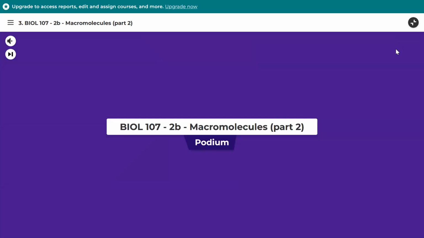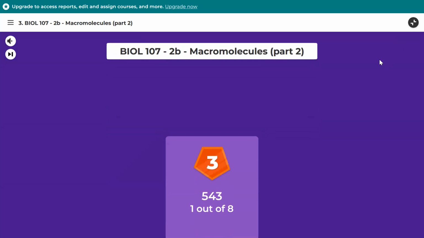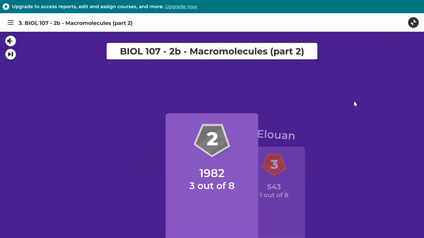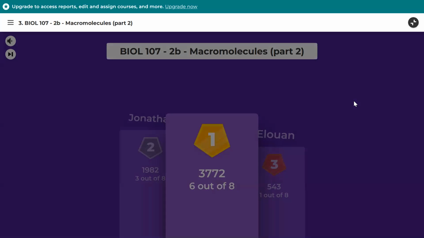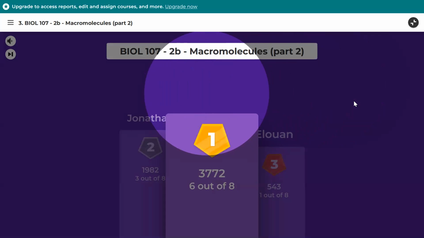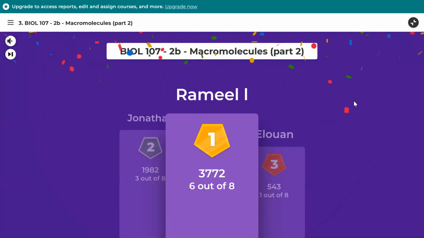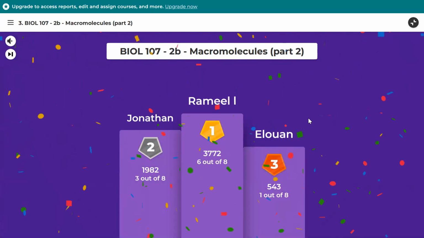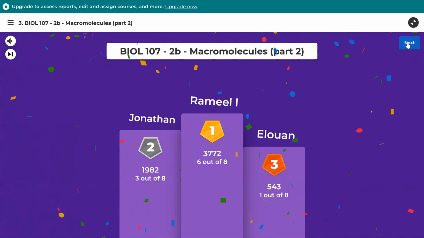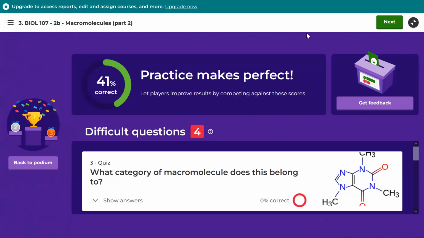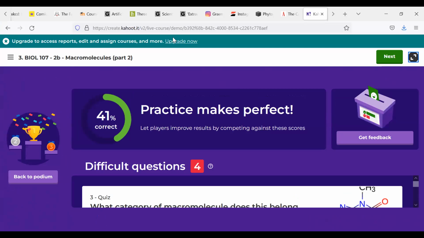So we can take a quick look at the podium, not getting a lot of participation on this, so hopefully we can do better next time. Part of the learning process is to participate, and so just a reminder on that, and it's important that you know how to recognize these molecules, because on your midterm, you are going to have a matching question that asks you to do just that.